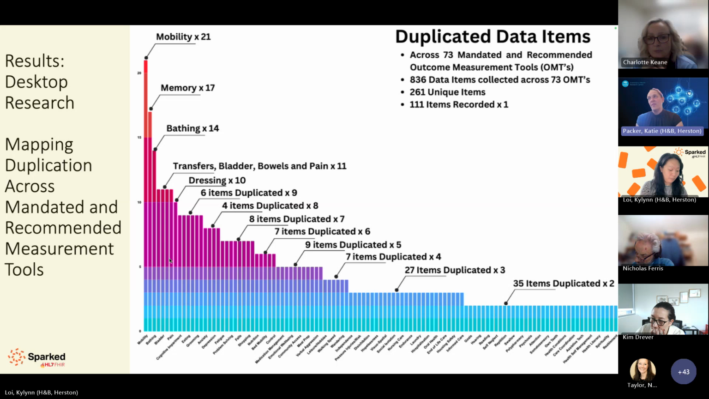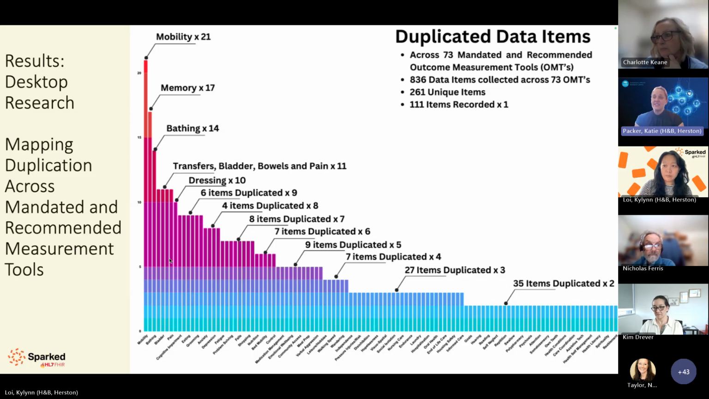And so these are the most commonly recorded data items. You can see across those 73 mandated and recommended tools, mobility is recorded 21 times, memory was recorded 17 times, and then you go down further and things are recorded less and less, and then there are some items that were recorded only once. So I've left the tail off that so that you only see the ones that were duplicated. So this, I guess, is a big problem. People are collecting the same data over and over again, and it also shows which things, or the what, that's most commonly collected across these mandated tools.